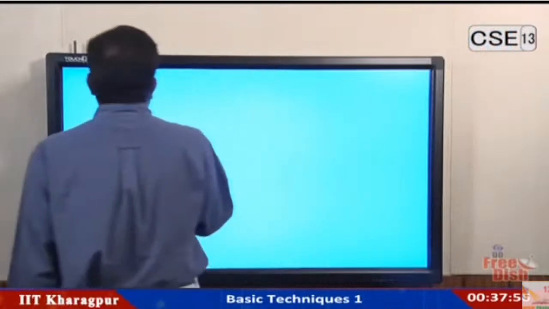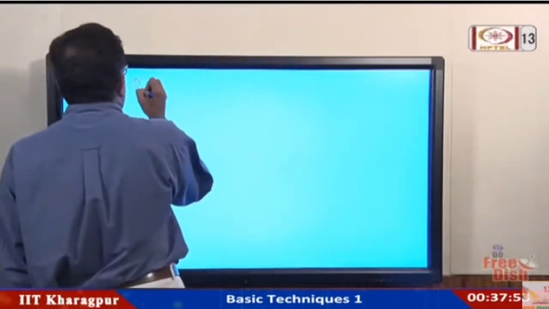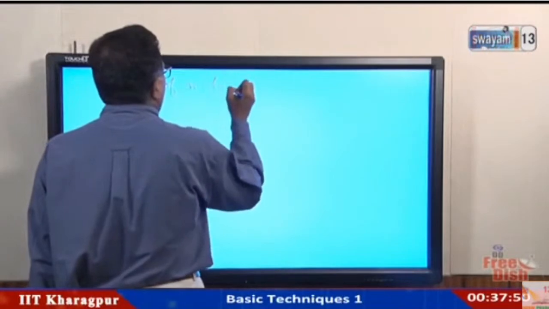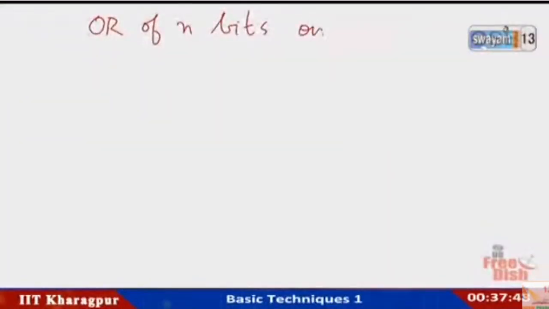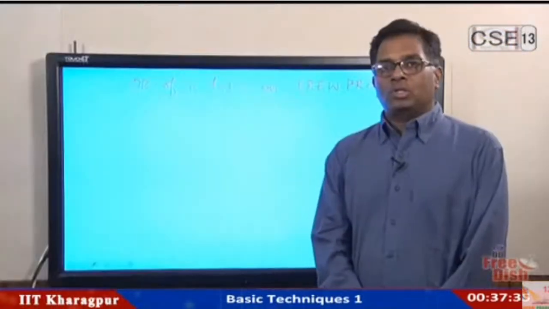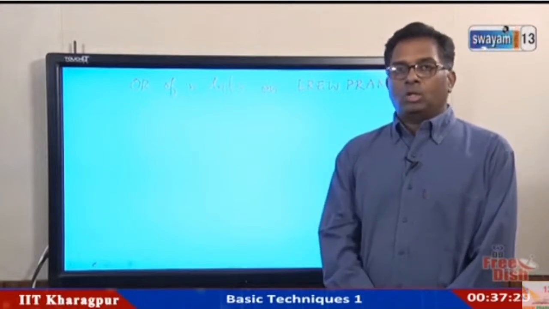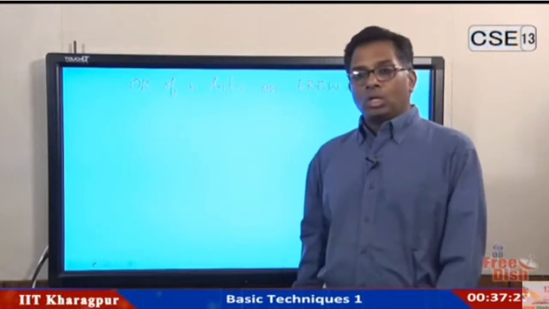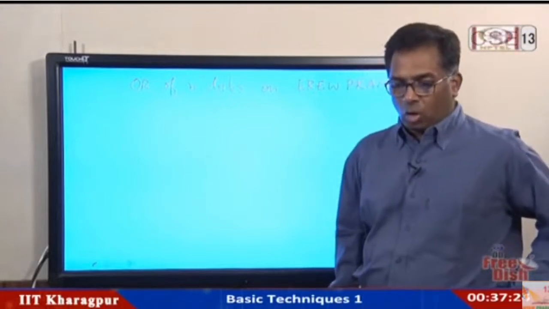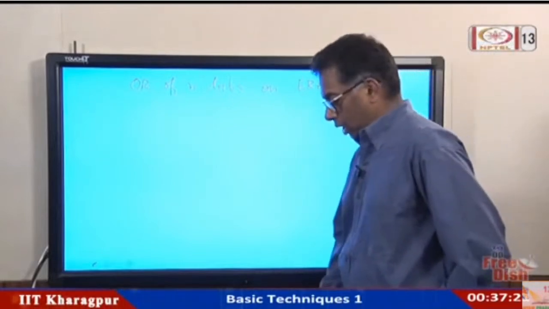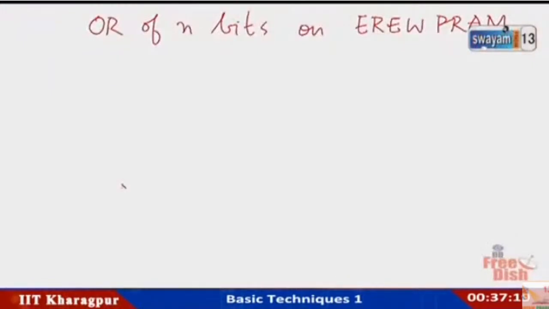So using this array representation, we can find the OR of n bits on an ER-EW PRAM. We have already seen how to find the OR of n bits on the common CRCW PRAM as well as the tolerant CRCW PRAM. Both of those algorithms ran in order 1 time. But on an ER-EW PRAM, it is not possible to find the OR of n bits in order 1 time. The algorithm proceeds in this fashion.